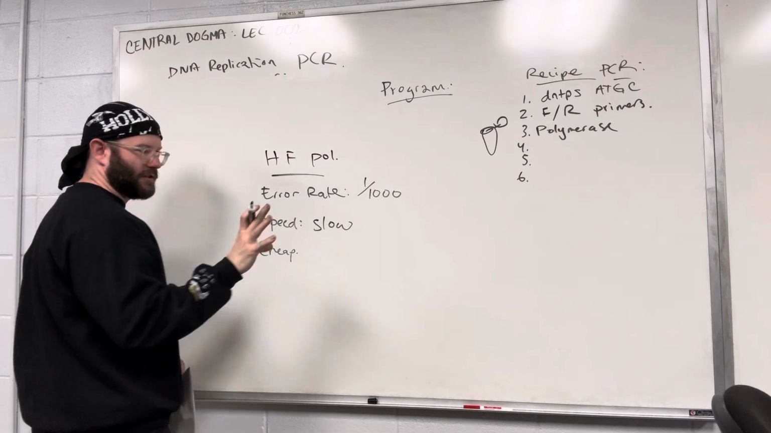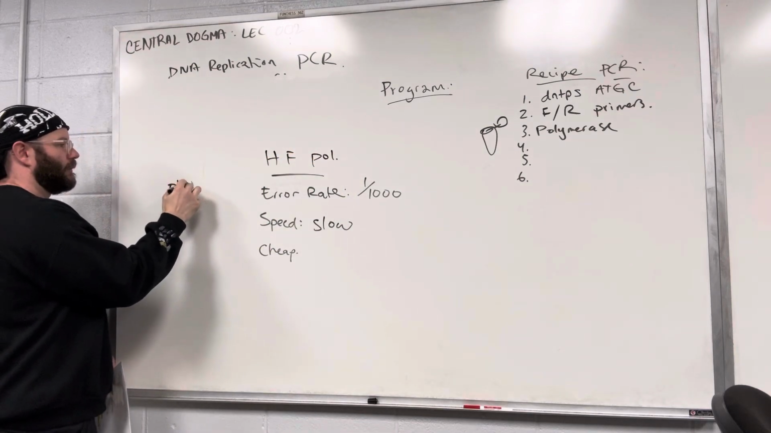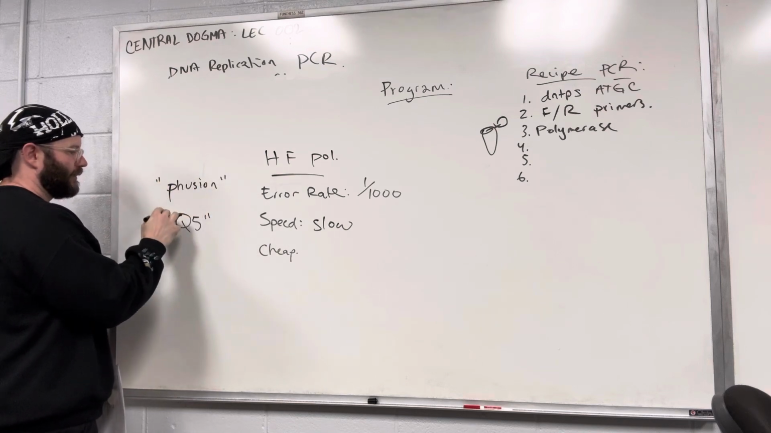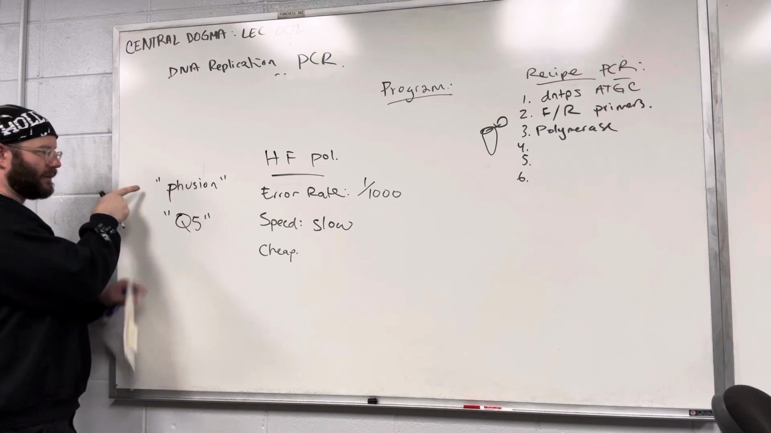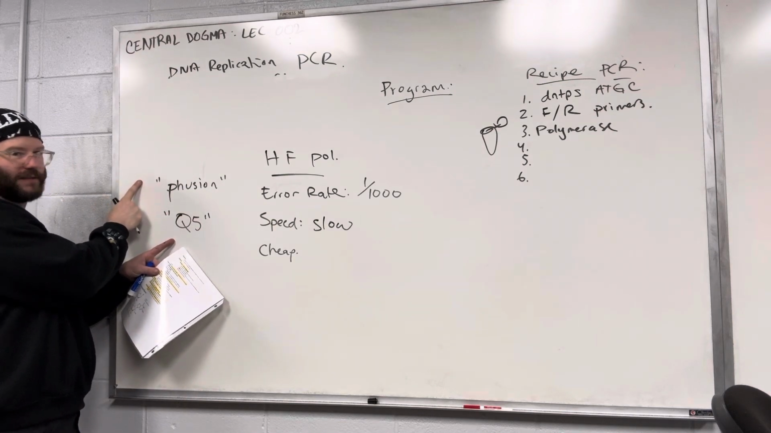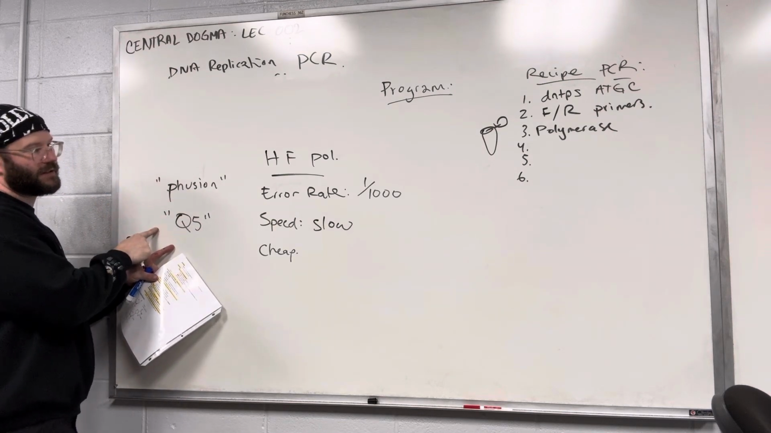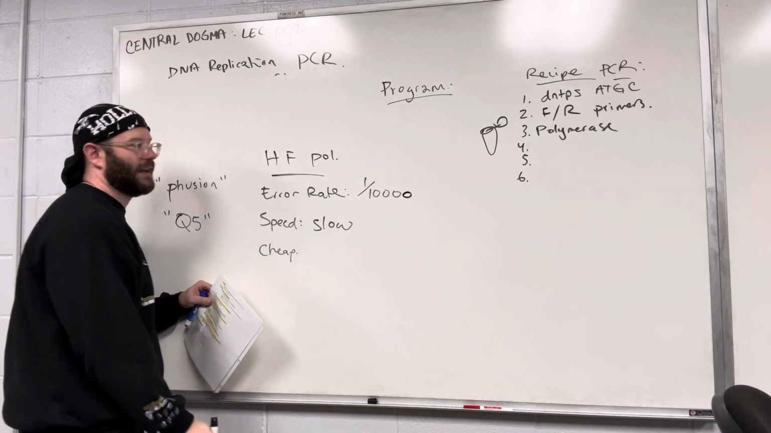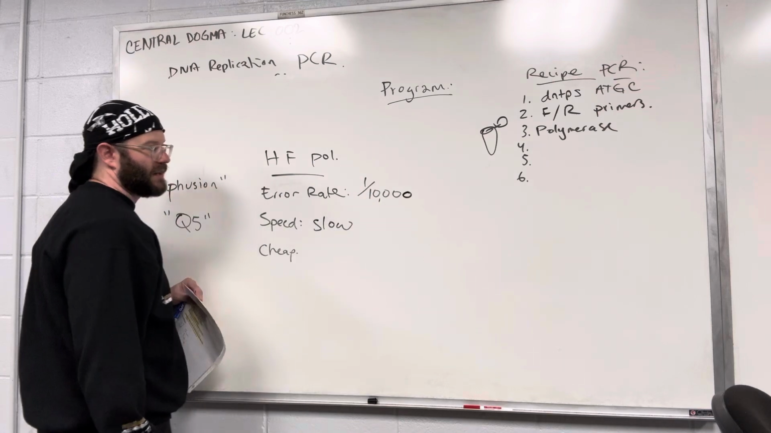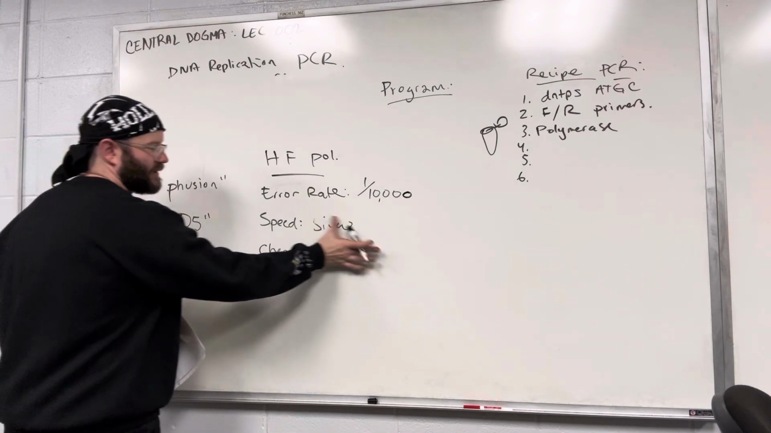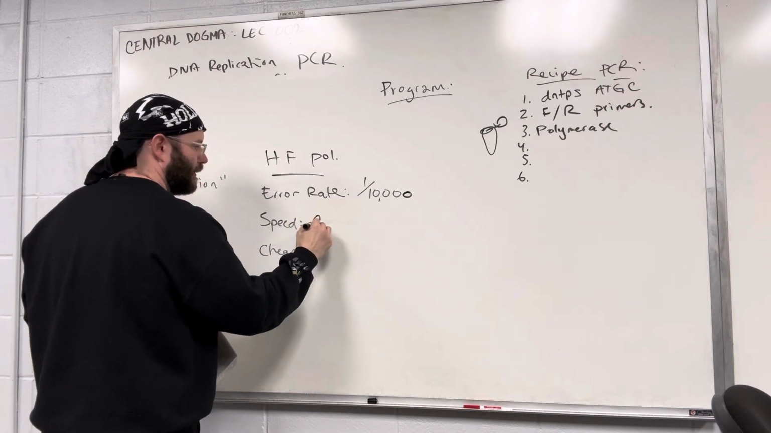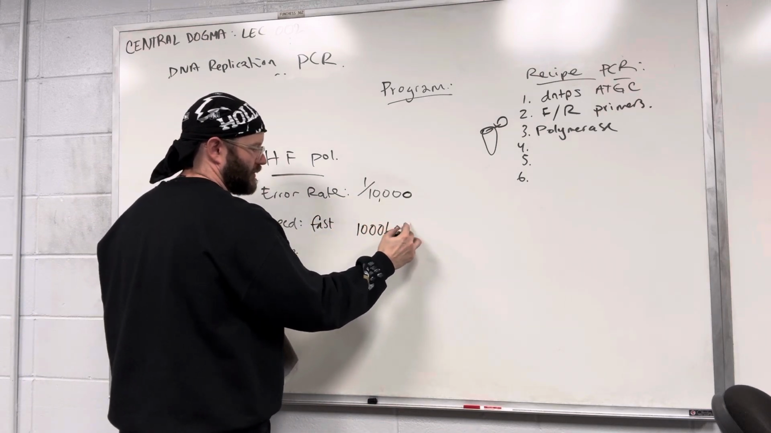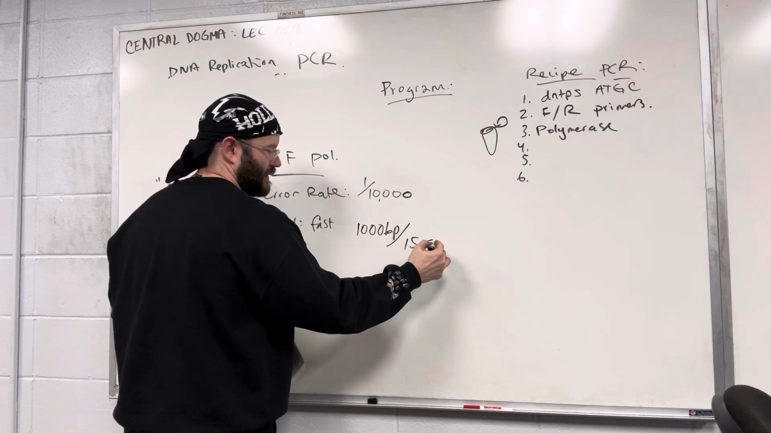Here are 2 new names. One of these is called Fusion. Another one of these is called Q5. Most of the time in a molecular biology lab, if you run a PCR reaction and it's important, you'll be using one of these. The high fidelity ones have a 10x increase in fidelity, so they have an error rate of 1 in 10,000. And these ones are fast. You can typically write 1,000 base pairs per 15 seconds.